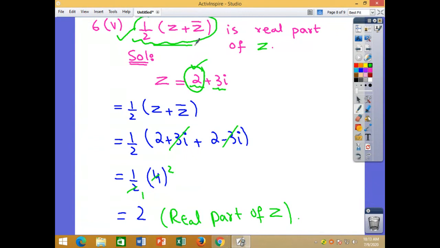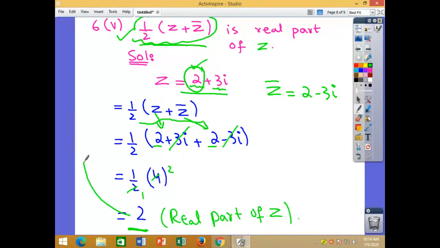Here we write this term, and instead of z and z conjugate we replace the values. What is z? z is 2 plus 3 iota, and z conjugate is 2 minus 3 iota, because we change the sign of iota. After this we see that positive 3 iota and negative 3 iota cancel with each other. We get positive 2 and positive 2, which becomes 4. After cancellation we get the answer, and we see this answer is the same as the real part of complex number z, which is 2.